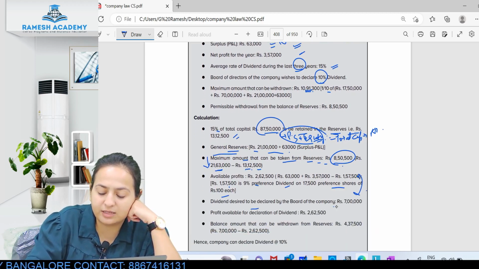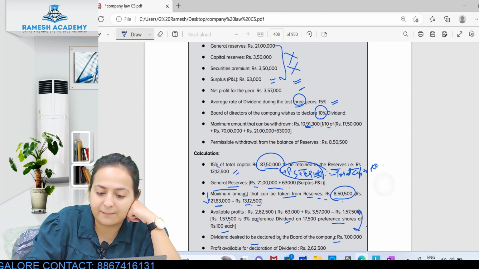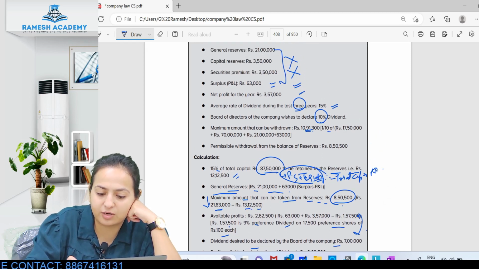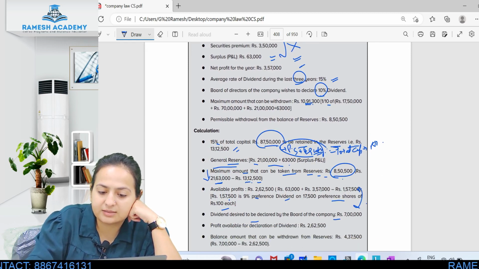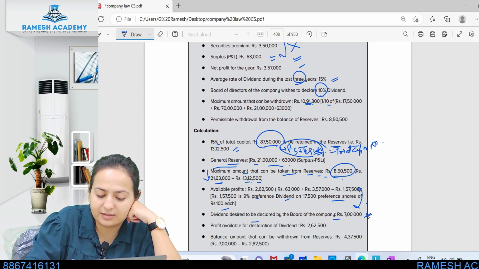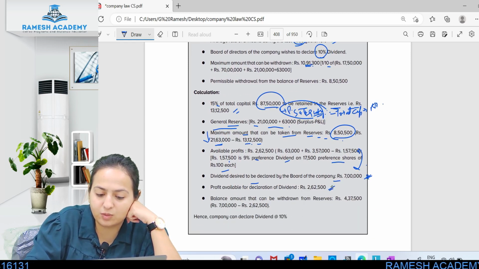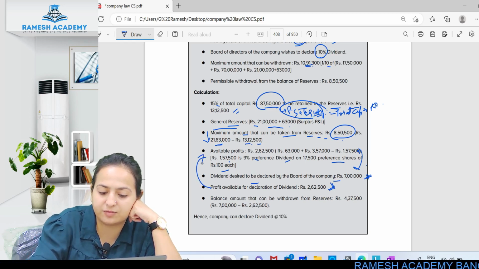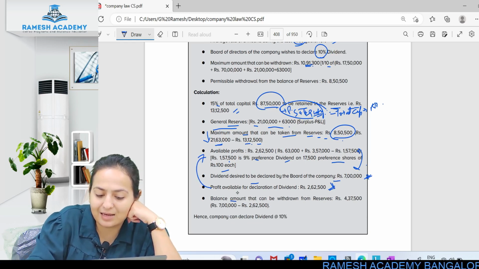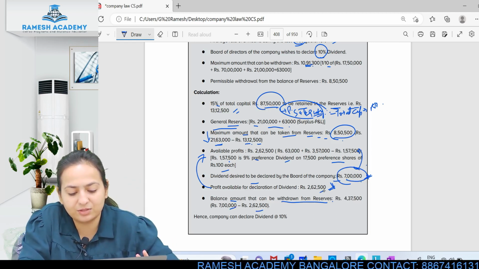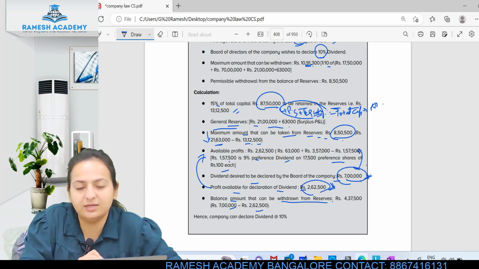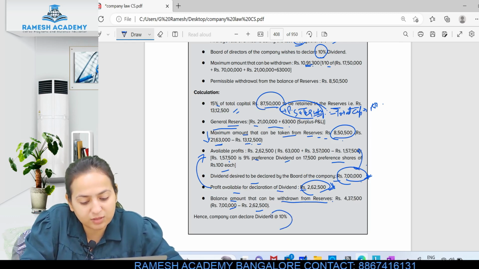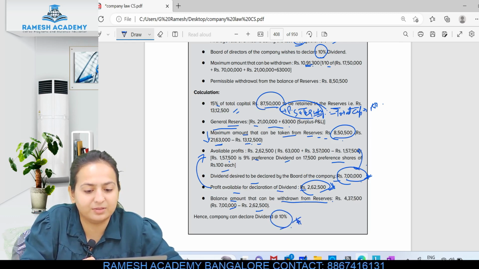Dividend desired to be declared by the company is 7 lakh according to this. So 7 lakh is the dividend. Profit available will be 2,62,000. Now profit available for declaration is this. Balance amount after withdrawal from the reserves will be what? Dividend declared will be 7 lakh minus 2,60,000, which is your profits available for the declaration. So hence the company can declare 10% of dividend.